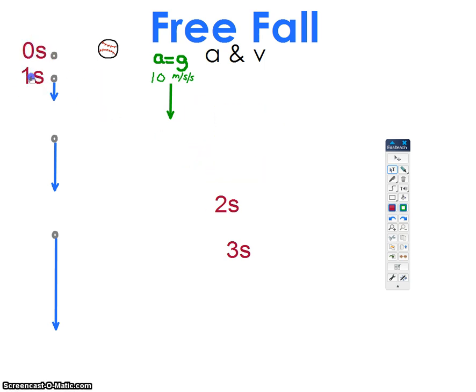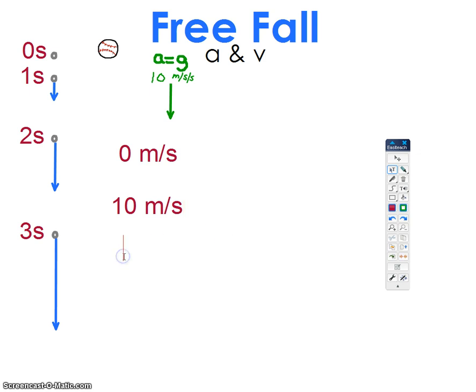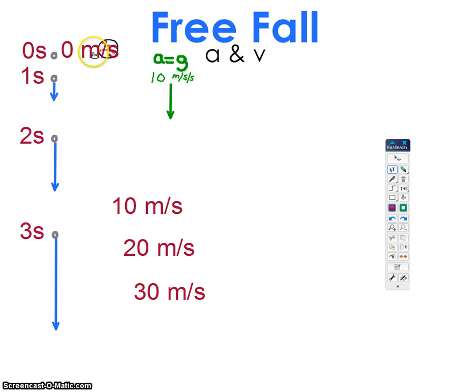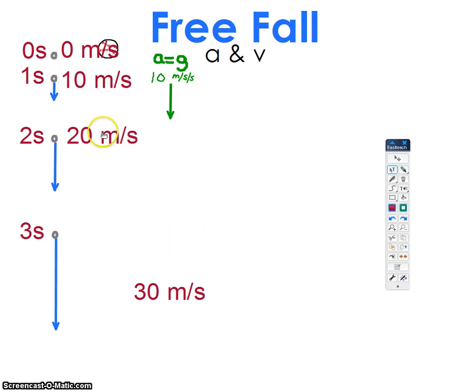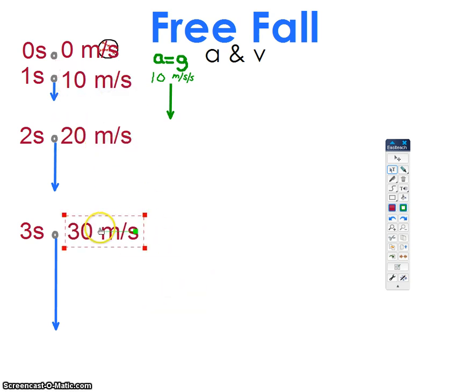Let's talk about what that means. As time goes by, the velocities are changing. They start at no velocity. They go to 10 meters per second. Think about this. The acceleration means as time goes by, the velocity is changing. No velocity. 10 meters per second, 20 meters per second, 30 meters per second.